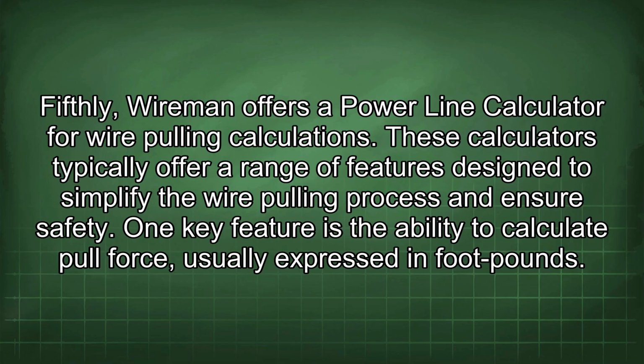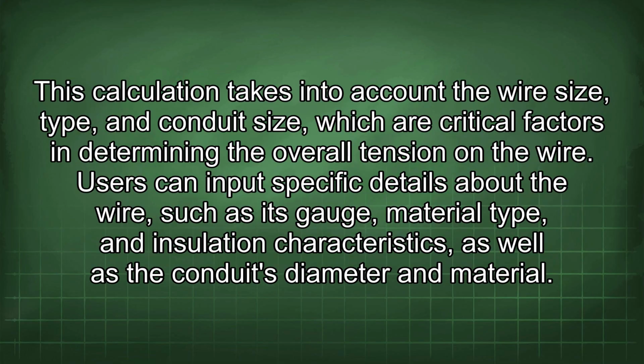One key feature is the ability to calculate pull force, usually expressed in foot-pounds. This calculation takes into account the wire size, type, and conduit size, which are critical factors in determining the overall tension on the wire. Users can input specific details about the wire, such as its gauge, material type, and insulation characteristics, as well as the conduit's diameter and material.